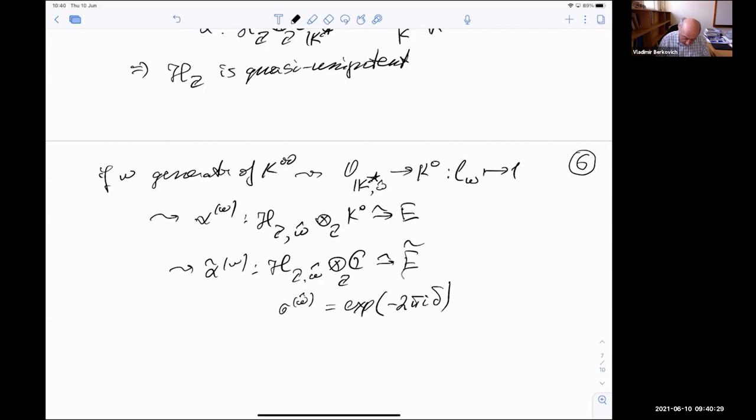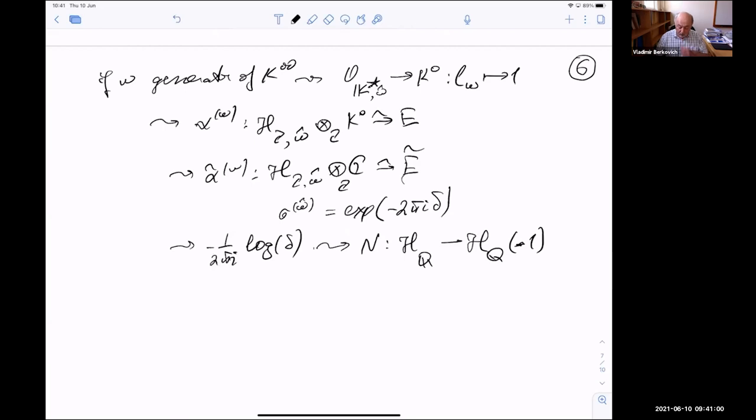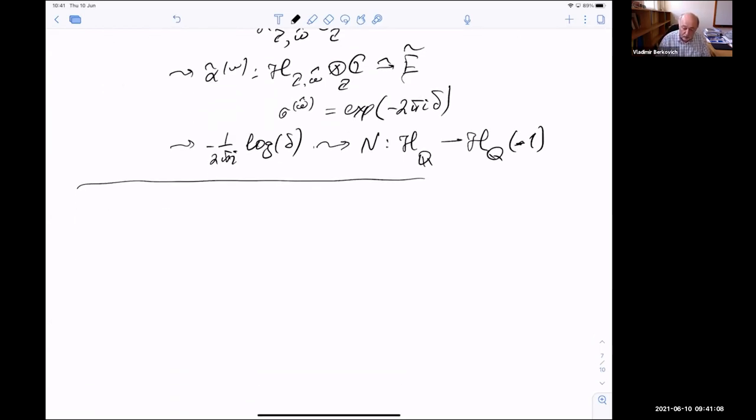And so, if you consider this operator on the right hand side, one can show that one can construct an operator N from the local system HQ rational to HQ minus one. It is a homomorphism of local systems. Now, the next several definitions, and after that, distinguished mixed Hodge structure.